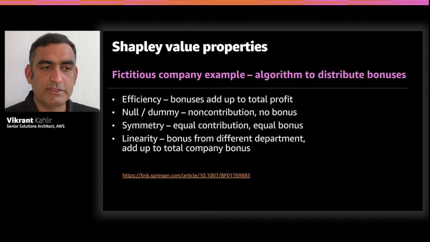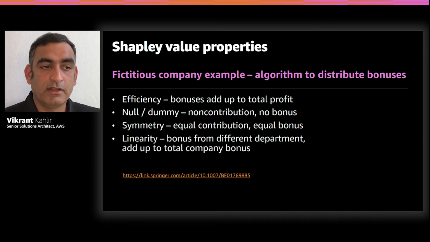When we talk about efficiency, what it means is that bonuses add up to the total profit, and the bonuses are based on the contribution of individual employees. And this is one of the important properties that distinguish Shapley values from other methods. Then there is a concept of null and dummy. What it means is that if there is no contribution, maybe the employee was on a sabbatical for a year, no contribution from the employee, no bonus.